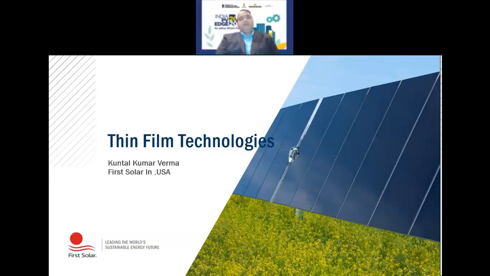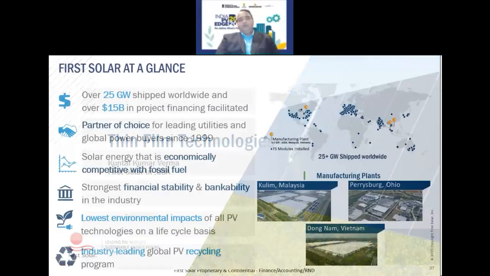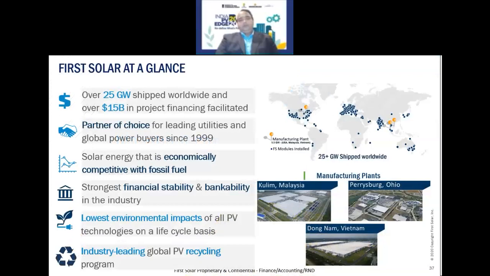My name is Kuntal Kumar Varma. I'll be talking about First Solar's thin film technology, our product, cadmium telluride value differentiation, manufacturing, and a brief insight. So First Solar is a multi-gigawatt thin film-based solar panel manufacturer with 25 gigawatts of solar modules shipped worldwide. We have global footprints in USA and Asia, and two R&D centers in Ohio and California.